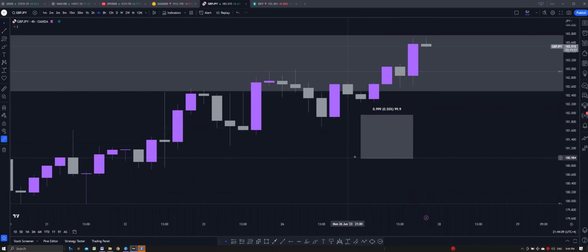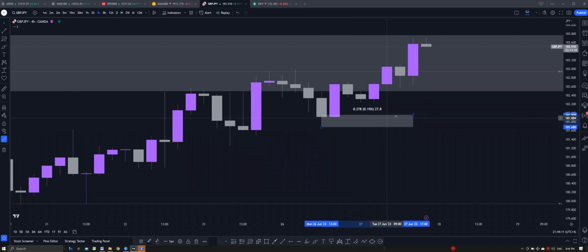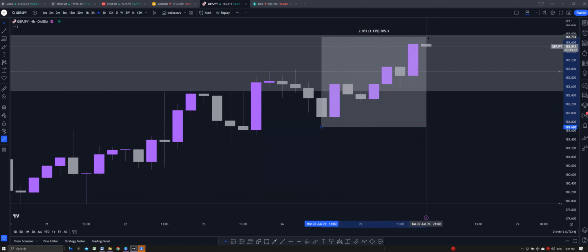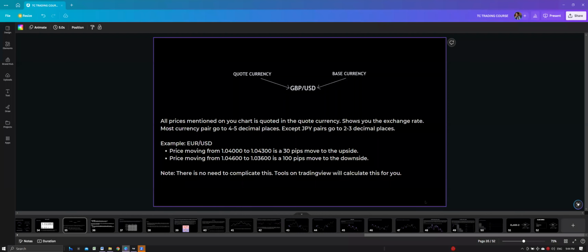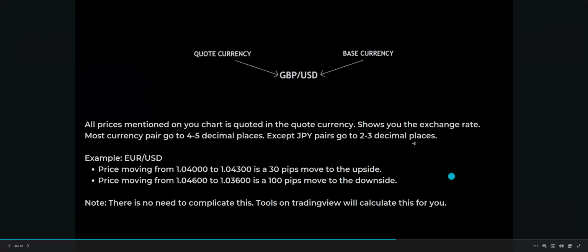Again, the same thing. If price moved from that area all the way to there, price moved about 205.3 pips. That's how you calculate pips with TradingView. It's quite easy, quite simple. And this is the way pips move with the forex pairs, the currency pairs, and how you measure them. But if you're someone who's interested in trading commodities, it works a bit differently. So let's look at that as well.